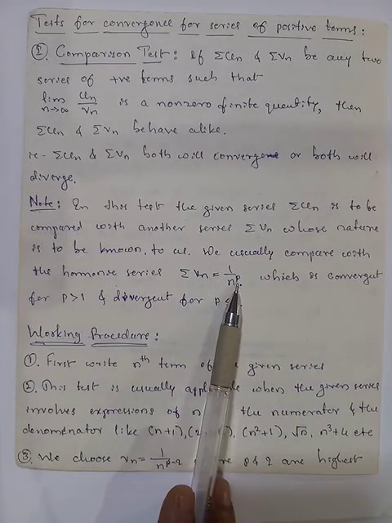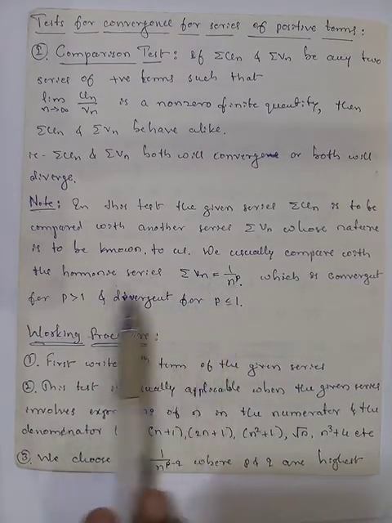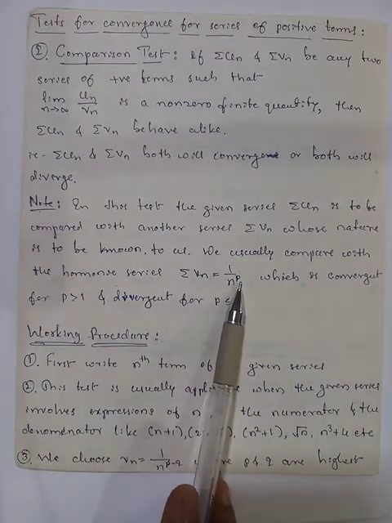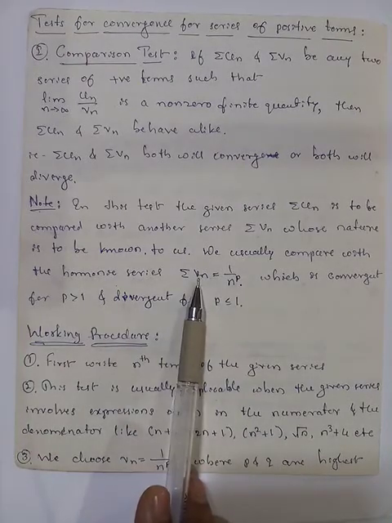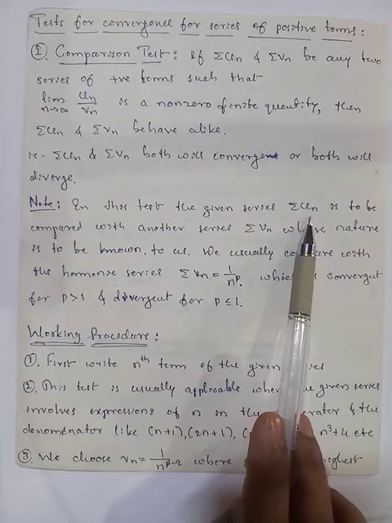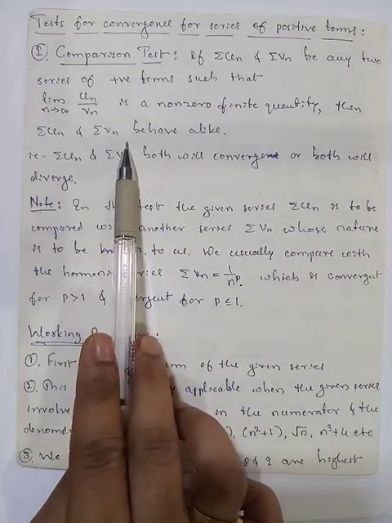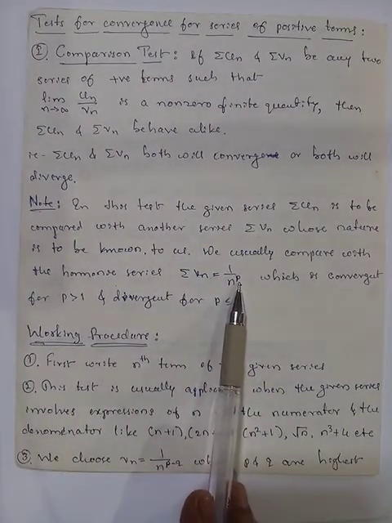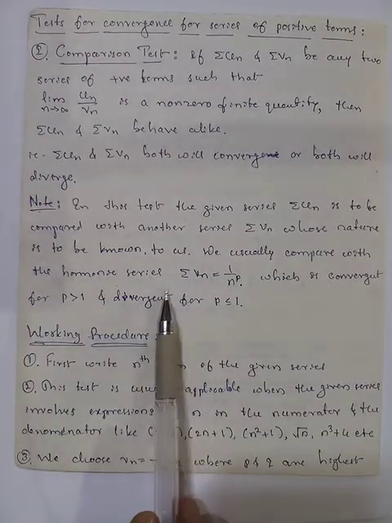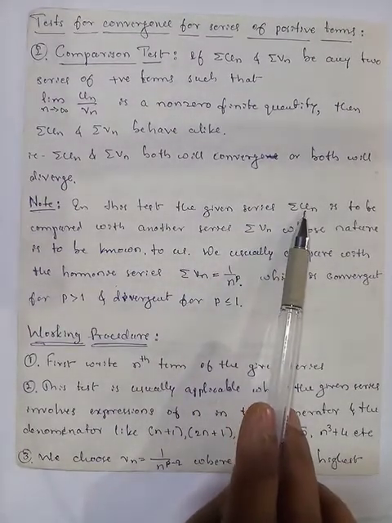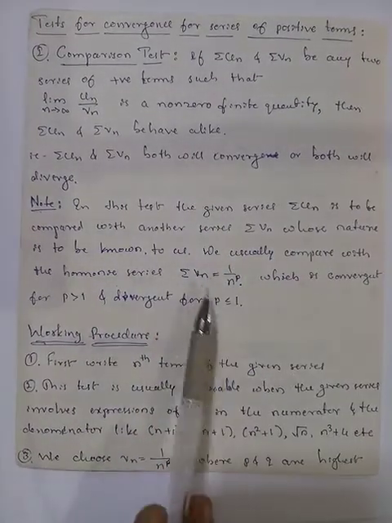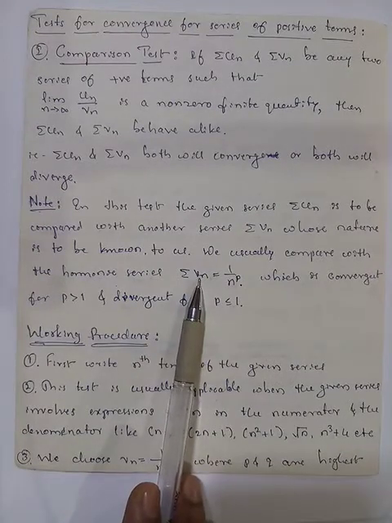Suppose for summation vn the value of p is greater than 1, then we say that summation vn is convergent. If summation vn is convergent, definitely this summation un is also convergent, because by this test, if p is less than or equal to 1, then summation vn becomes divergent. When summation vn becomes divergent, summation un is also divergent, because both behave alike. Okay, so this is the way we apply the comparison test.